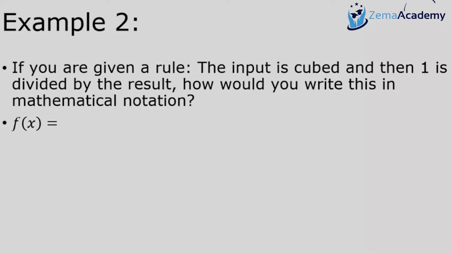Example 2. You're given a rule, the input is cubed, and then 1 is divided by the result. How would you write that in mathematical notation? Pause and have a think about that if you want to. Well, again, start with f of x in this case. The input is cubed, so we're going to have x cubed. Then 1 is divided by that result, so we have 1 over x cubed. So our function is f of x equals 1 over x cubed.